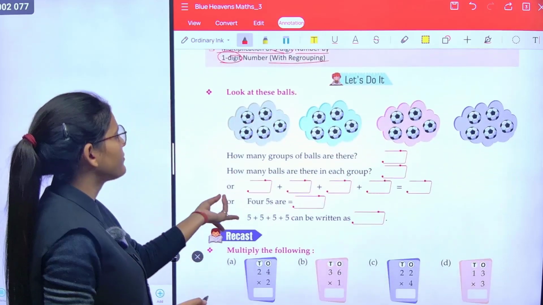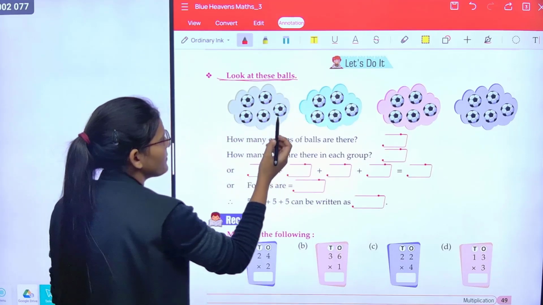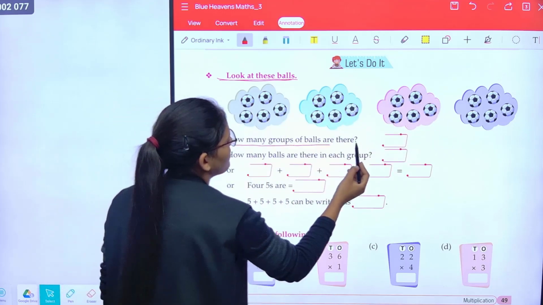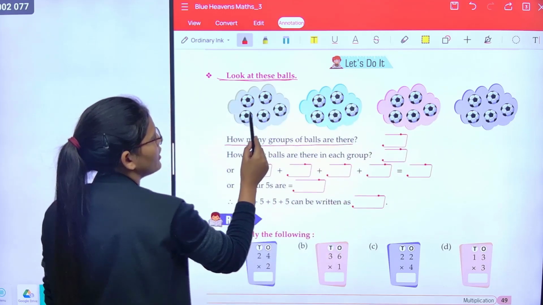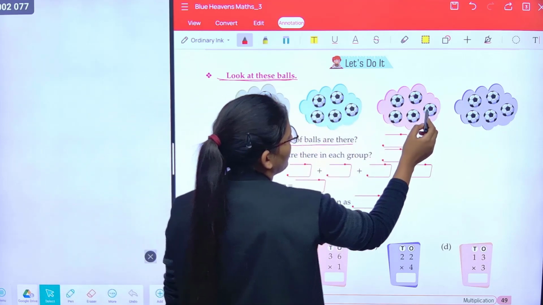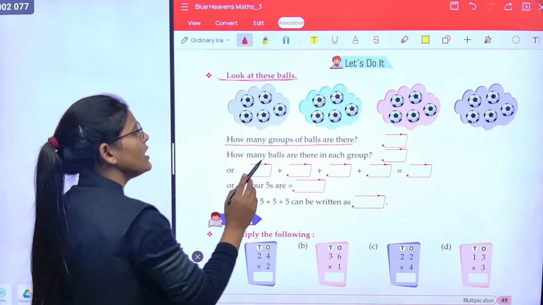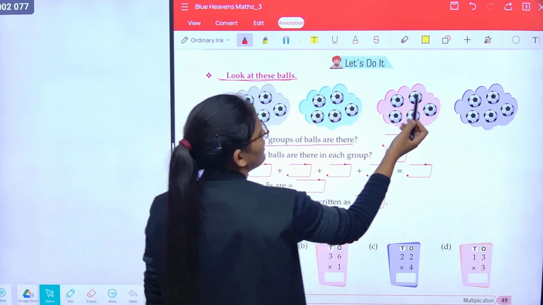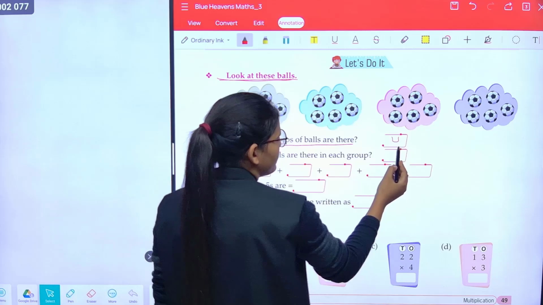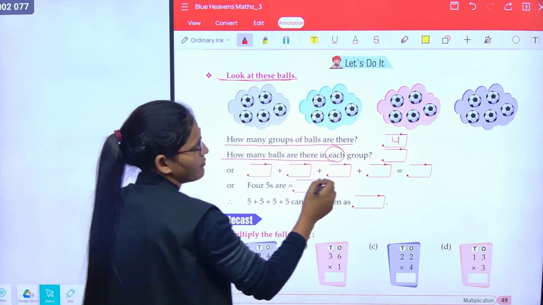Let's start. Class, look at these bowls. How many groups of bowls are there? See, 1, 2, 3, 4, 5 balls in each group. How many groups? 1, 2, 3, 4. So 4 groups are there. How many balls are there in each group? 5 balls.